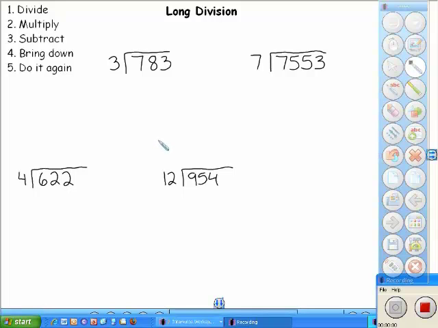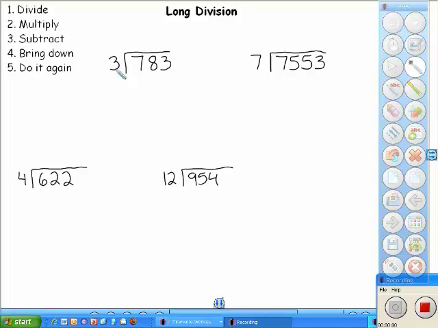And again, what you want to remember is it does not matter how big the problem is or what the numbers are. The steps to long division always stay the same. So let's take a look at this first question here. 783 divided by 3. So the first step is we're going to divide.